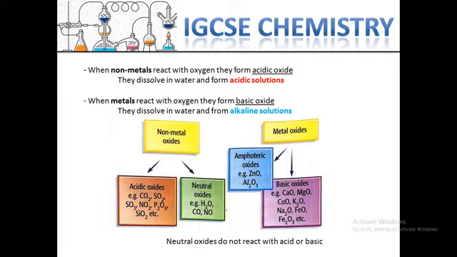This picture is very important. Please focus on this picture and keep it in your mind. When it comes to non-metals, we learned in chapter 2 about non-metals and metals. Metals are located on the left of the periodic table, and non-metals are located on the right.